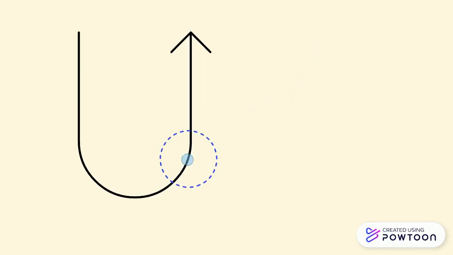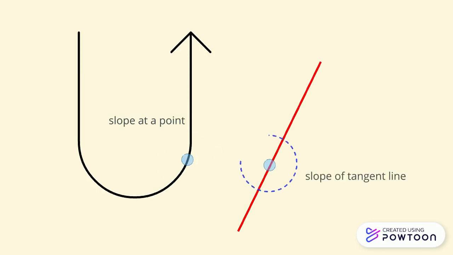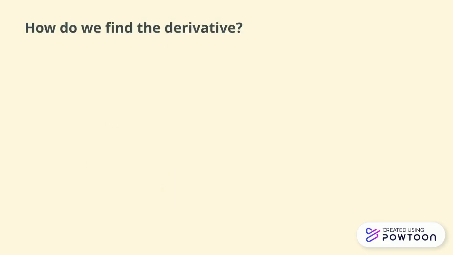Looking at that a little bit closer, we can see that even if we separate them, the slope at the point on the function and the slope of the tangent line are still the same. And that's something that we'll use later. So now we want to know, how do we find the derivative and what is it?